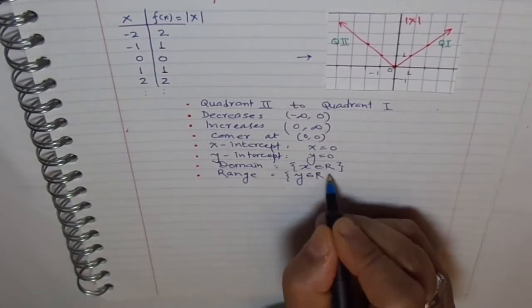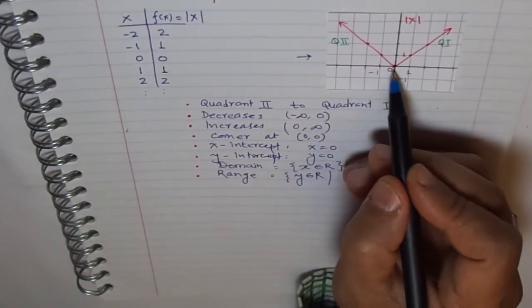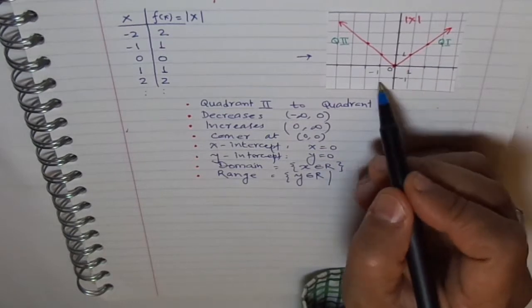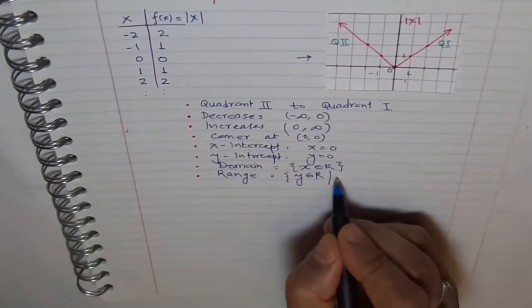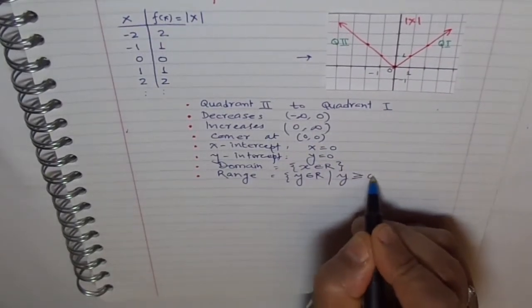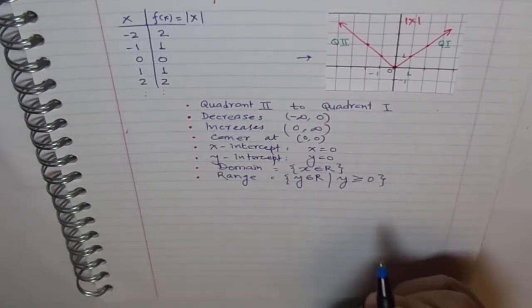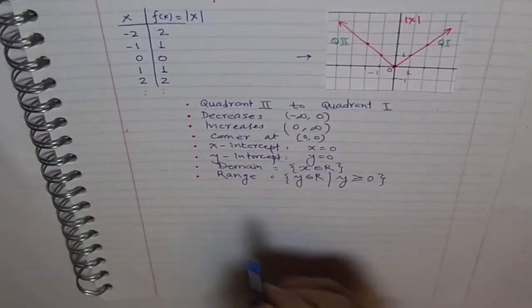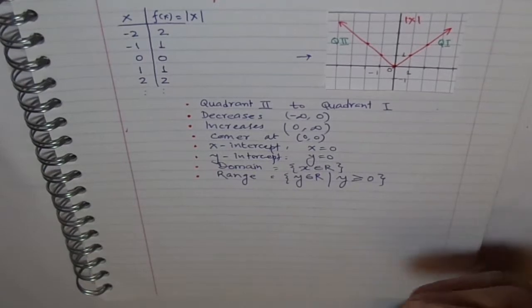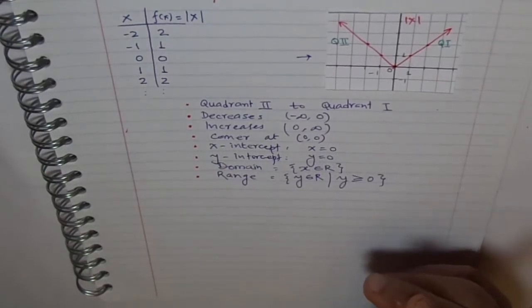Range belongs to all real numbers, but there is a restriction. You see, it's only greater than or equal to 0. It doesn't go to the negative half at all. So y is greater than or equal to 0. So the range is restricted, right? And we see it opens upwards like a parabola, y equals x squared, right?